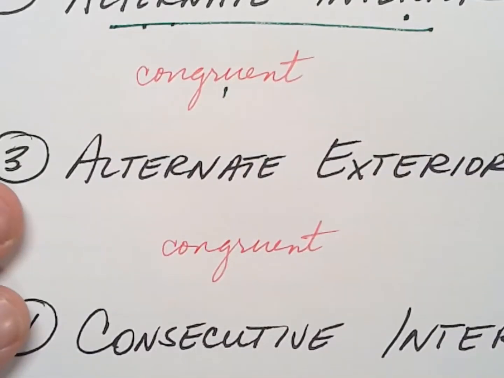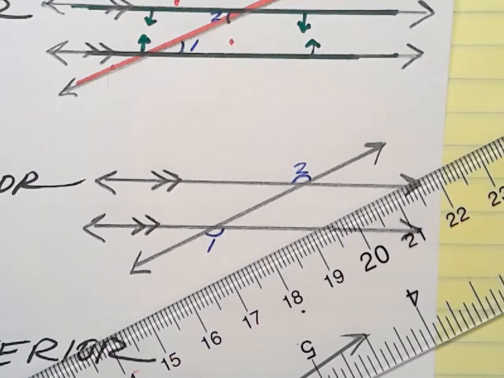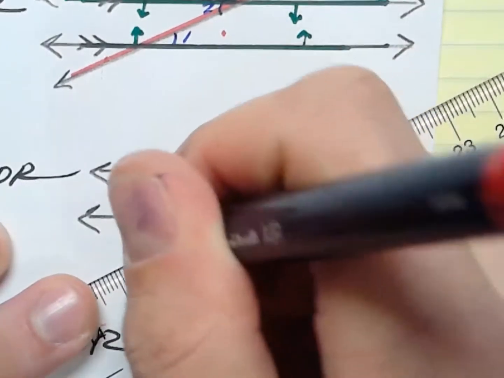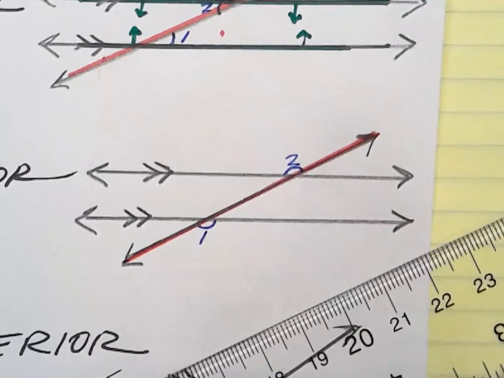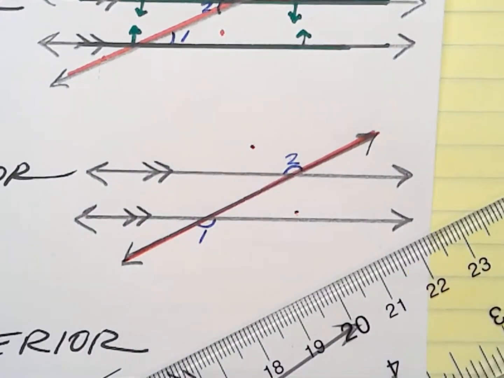Similarly to that, we also have alternate exterior angles, which also happen to be congruent. And the same kind of thing applies to this. They're alternate because they're on opposite sides of the transversal. Notice they're still on opposite sides, but the difference is, because angle 2 is on this side, angle 1 is on this side of the transversal.